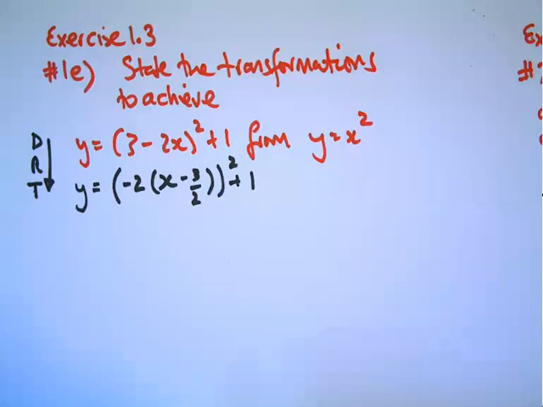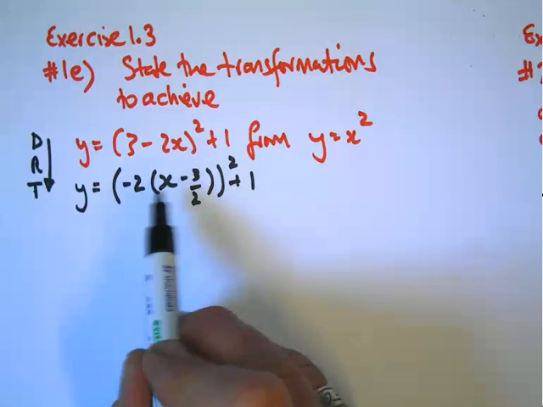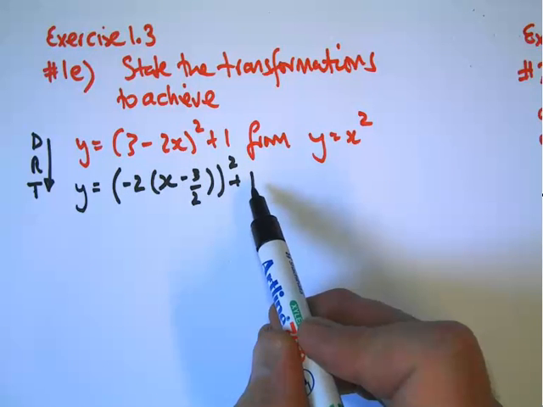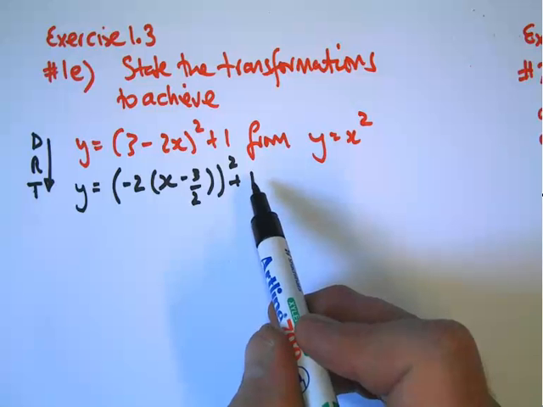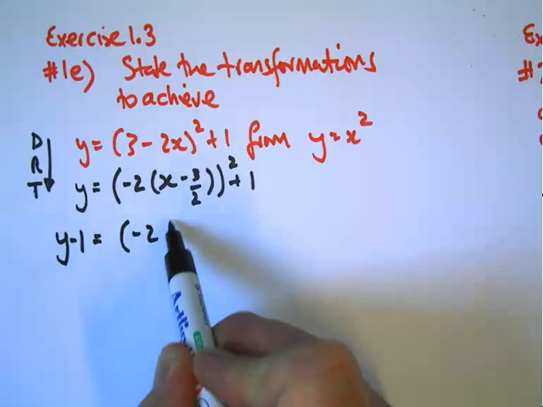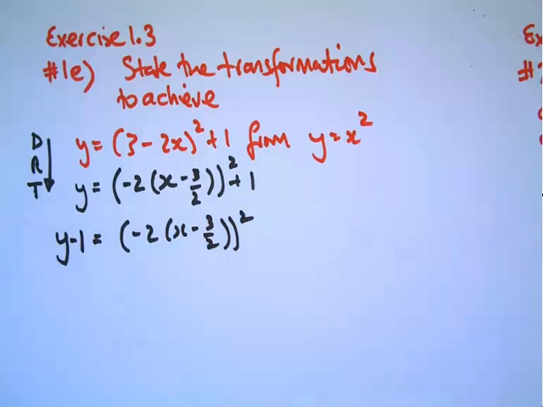Now, the minus 2 and the minus 3 on 2 are all changes to do with x. This one over here is really a change to do with y. So I'm going to move that 1 to the other side, which gives me that expression.